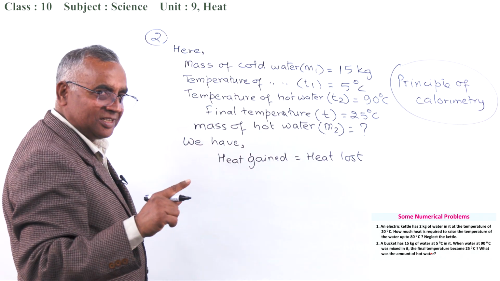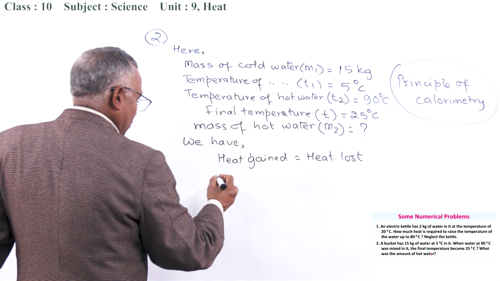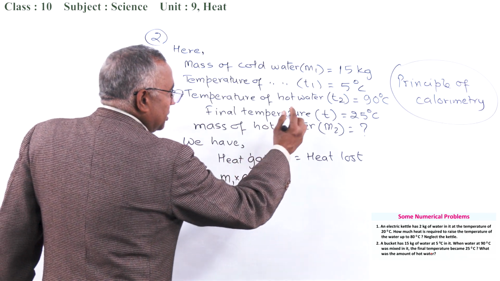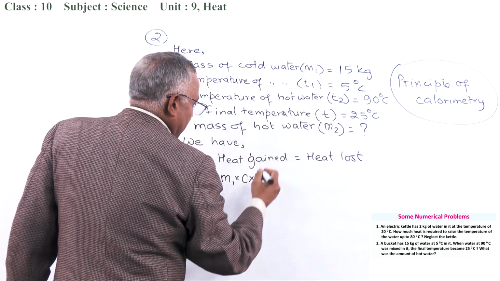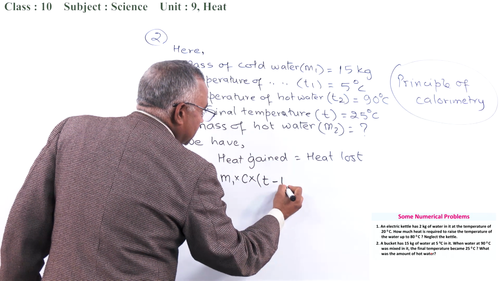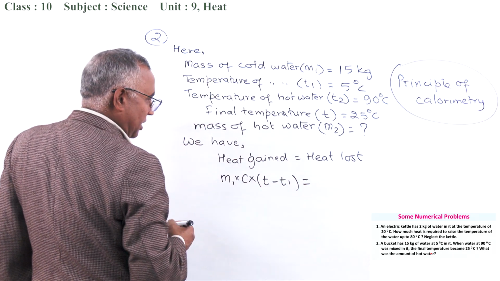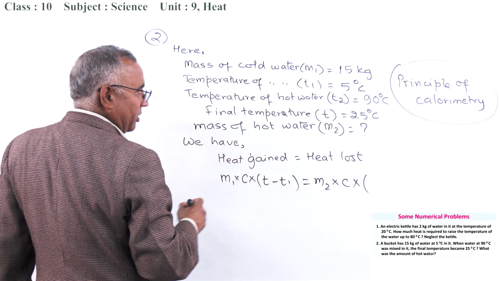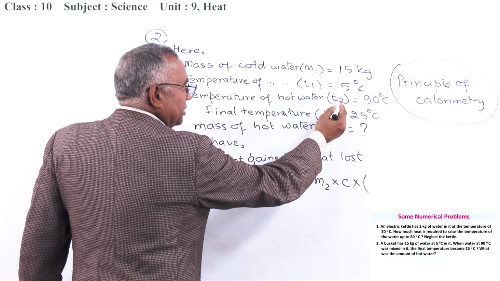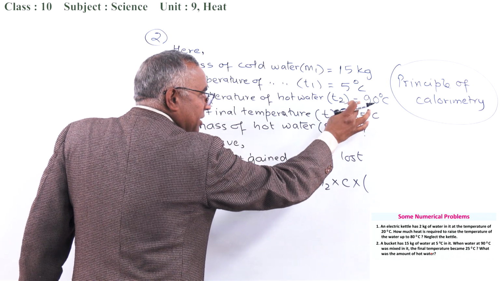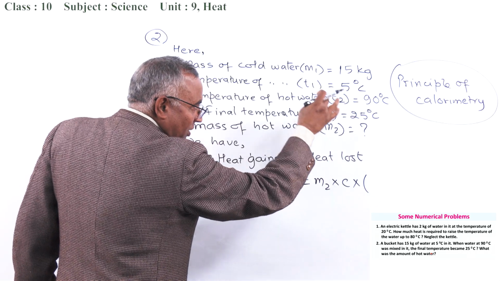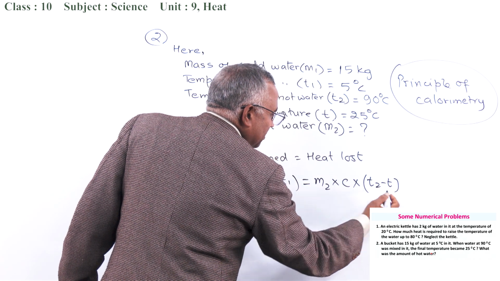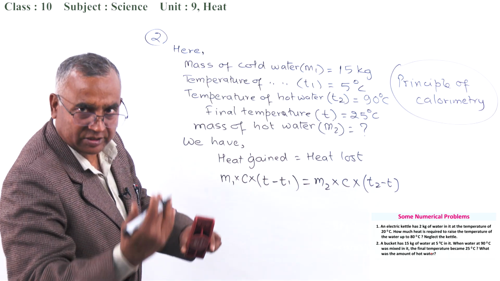Both are equal to m c dT. So here m1 c (T minus T1), where T is the final temperature and T1 the initial temperature. In the case of heat loss, m2 times c times: the final temperature is T, the initial is T2, but here the temperature drops, so from the maximum the minimum is subtracted. So here it will be (T2 minus T). You must be very careful to identify which one is subtracted from which.